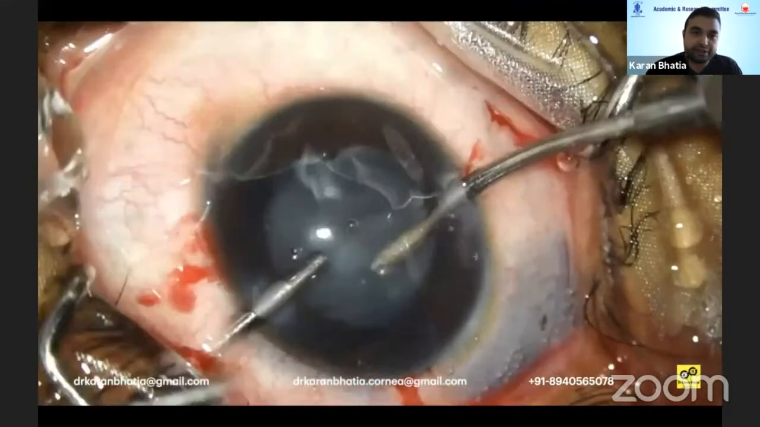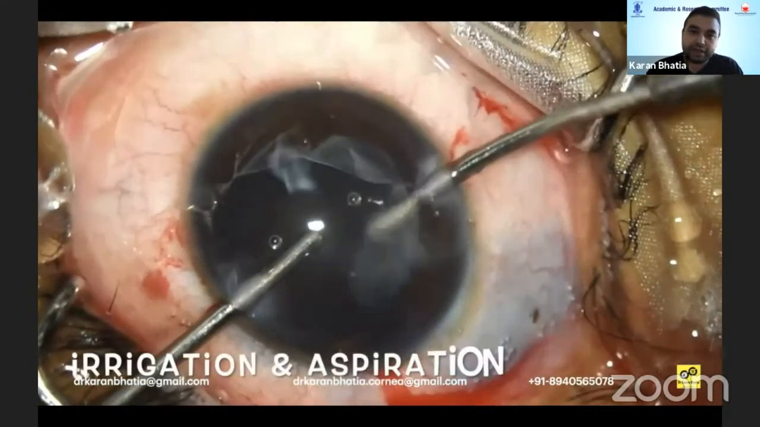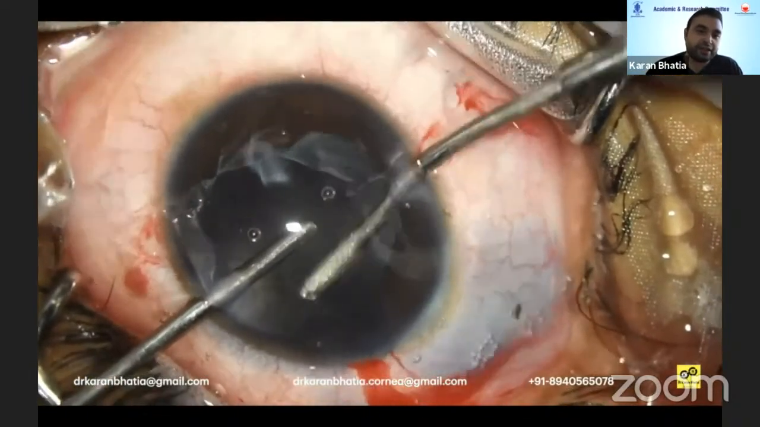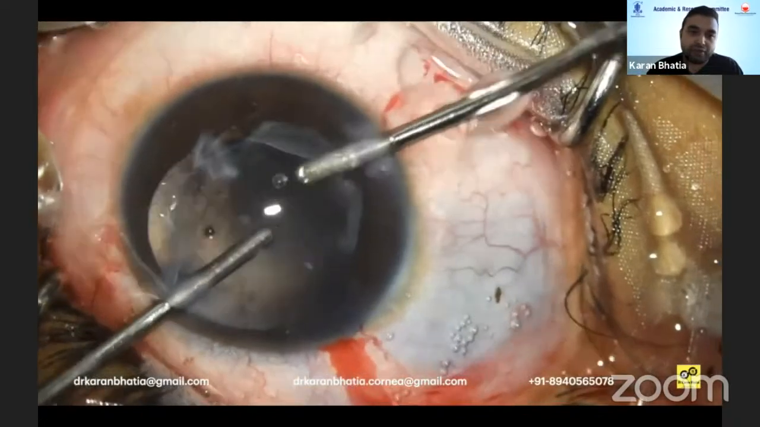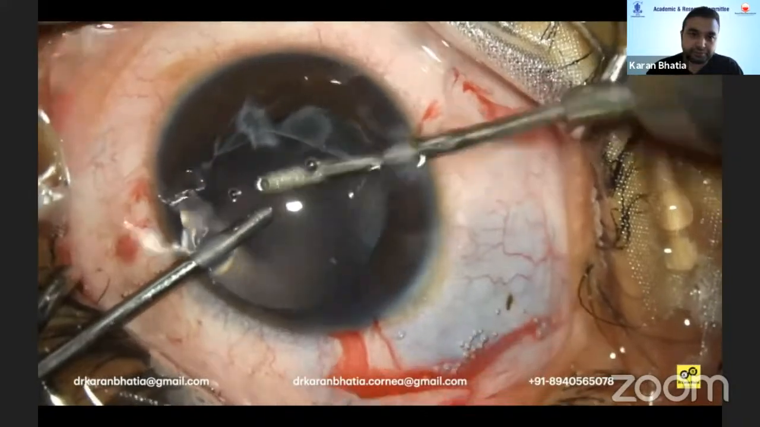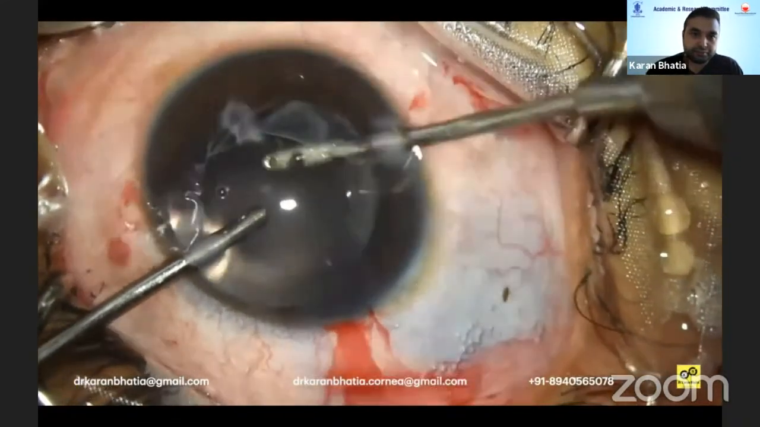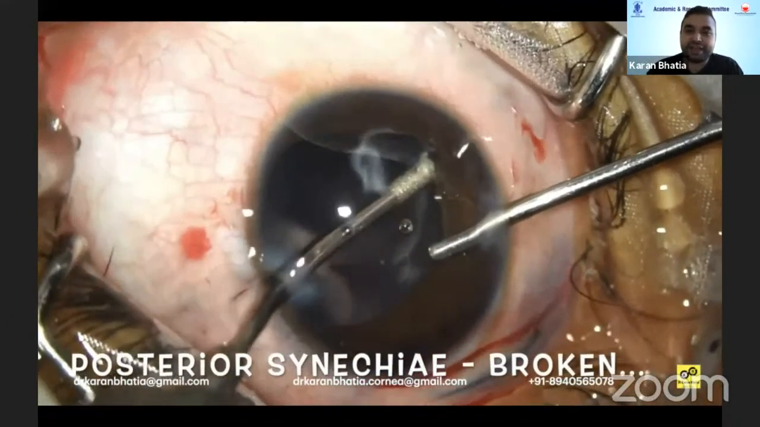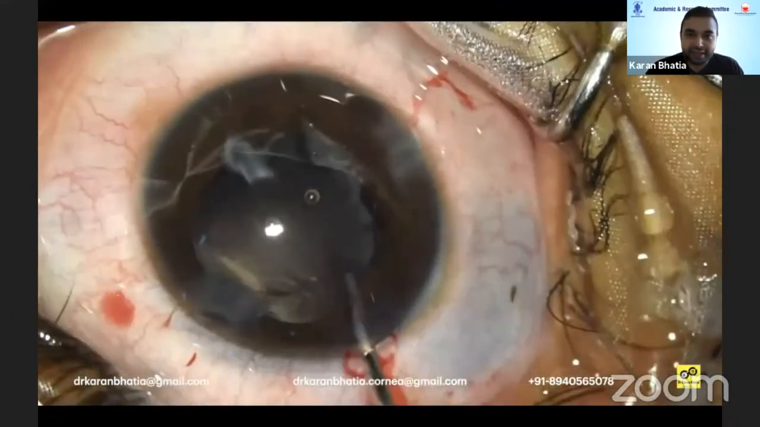And you can see this. And once this was done, IA was done. And these are soft nucleuses, or soft cataract, they just come out, and the IA was completed in the normal fashion. I prefer the bimanual, but you can see over here there's a posterior synechiae. So this was broken, and then there was a plaque over here.